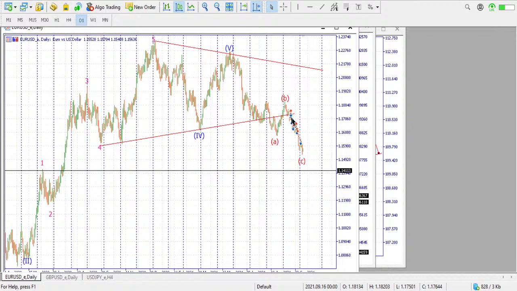So as we are speaking now, we are looking forward to the continuation of this impulsive wave, the wave C, at least up to this level here, 1.14113. If the price should break below this level clearly, then we expect sellers to continue pushing price down at least up to 1.07904. So the idea here is to keep waiting, expect price to break below this point, then it should continue down at least up to 1.07904.